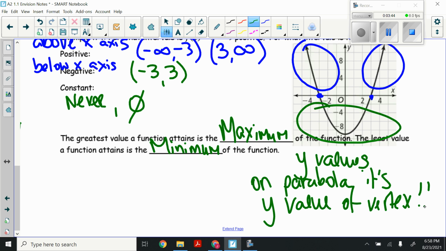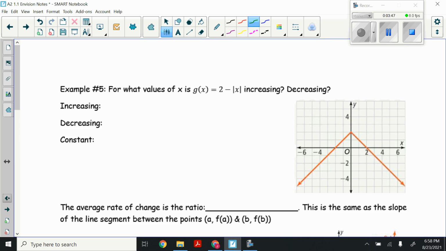All right, last page of notes. Example number 5. Again, we're reading the graph from left to right, just like we read a book. For what values of x is g of x equals 2 minus the absolute value of x increasing, decreasing? Now this is different than positive, negative. Increasing means where it is rising from left to right, going up from left to right. Decreasing means where it is going down from left to right. Constant means where it is constant, horizontal.